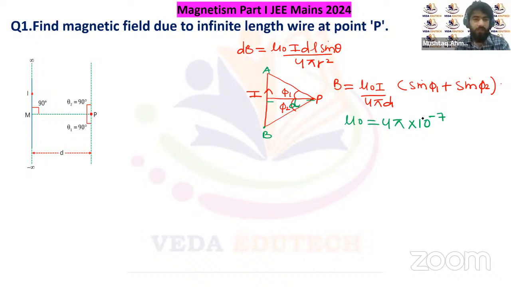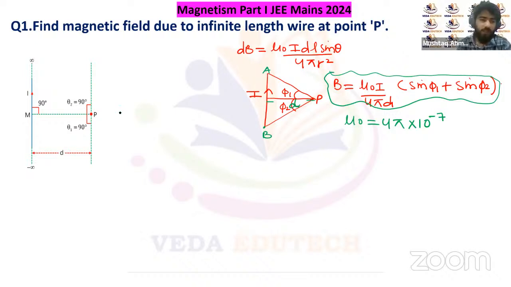But in this question, you can see we have a wire of infinite length. It extends to negative infinity in the downward direction, and it extends to positive infinity in the upward direction, right? So it's an infinite length of wire. This is the same situation. This is the point P here, and at this point P, we have to calculate the magnetic field due to this infinite current carrying wire.